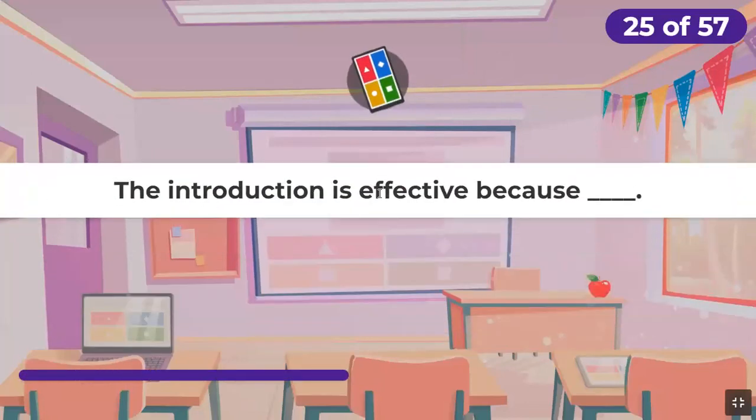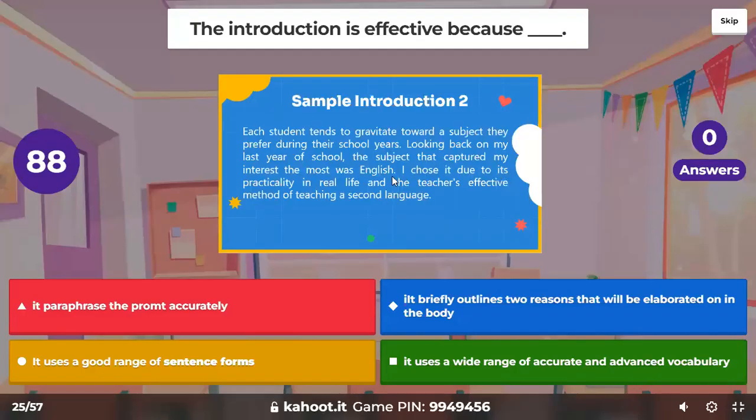So here the introduction is effective because, why? Now look, it paraphrases the prompt accurately. Accurately يعني بدقة. It briefly outlines 2 reasons that will be elaborated on in the body. تعطينا 2 reasons. It uses a good range of sentence forms. يعني simple, compound, complex. It uses a wide range of accurate and advanced vocabulary. There are 3 reasons only which are correct.